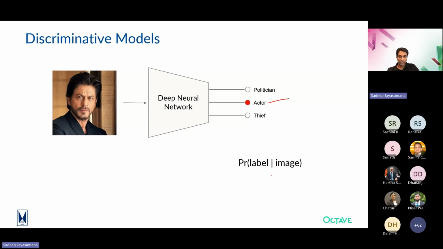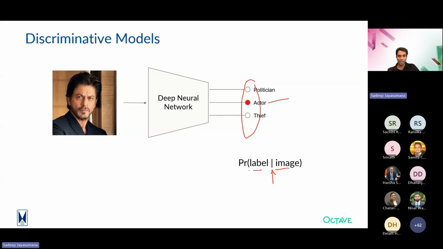That means we are trying to model the probability of the label, that's the profession, one of the three labels, given the image. This is the conditional probability notation. I hope you're familiar with that given notation. So probability of the label given image. That's why it's called discriminative: you try to discriminate the image based on its content into different labels.